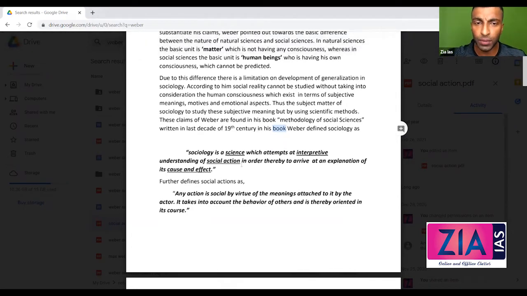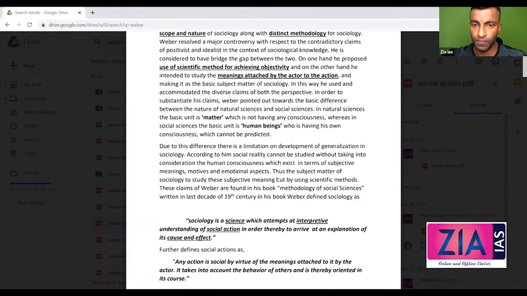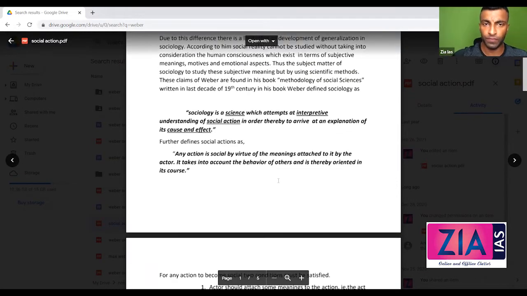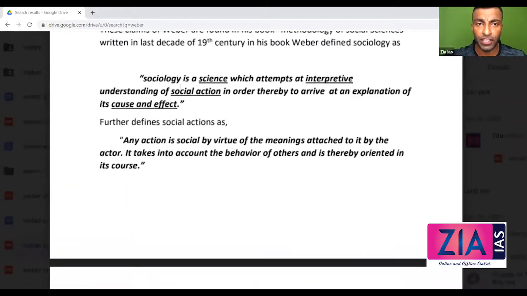Can you see the screen now? Yeah. So can you see the definition here?